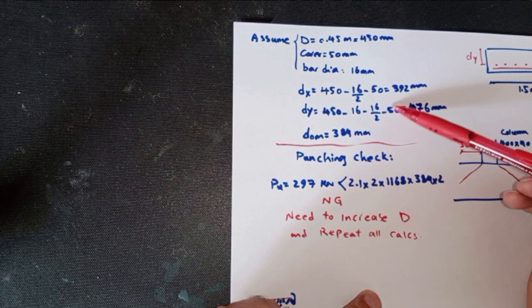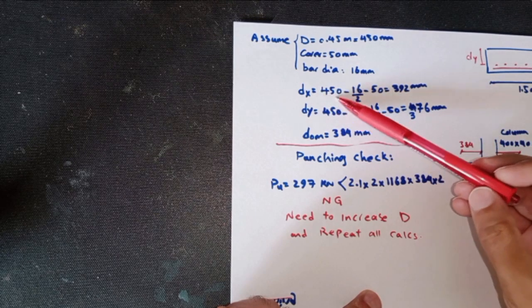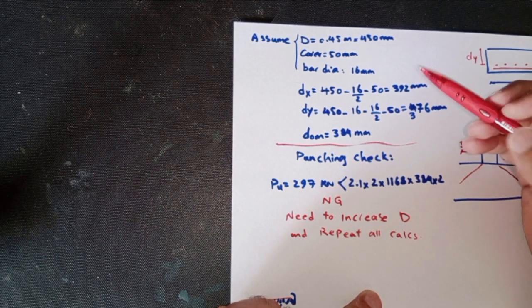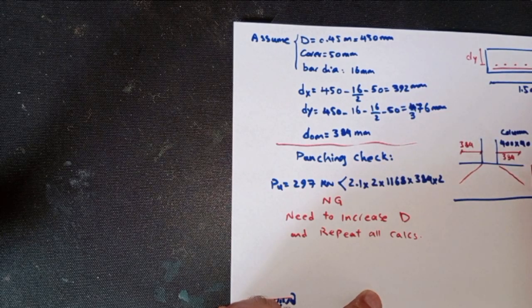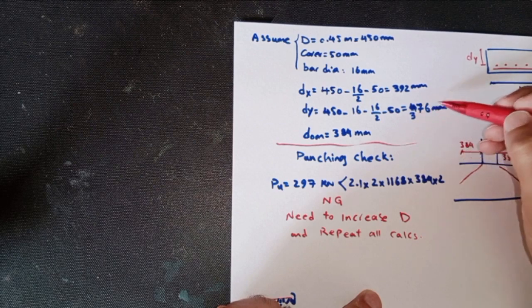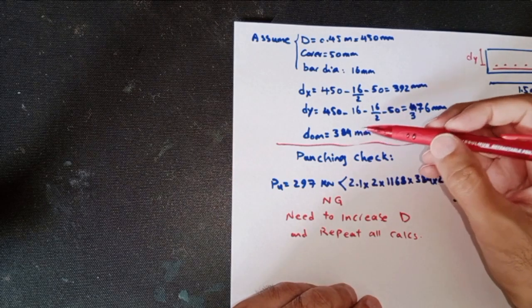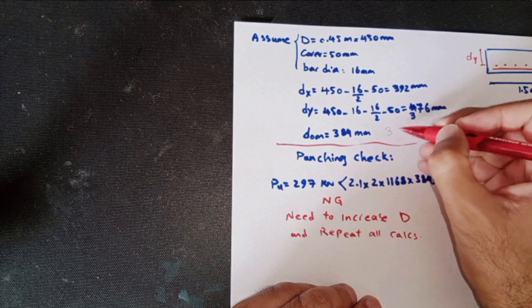So we will have dx 392 mil. So you see that it is 450 minus cover 50 minus half of this diameter, because we're going to calculate from the mid layer of this bar, and it is 392 mil, from the top to the middle of this bar. And also dy, we need another layer of reinforcement. It should be 450 minus cover minus diameter 16 minus half of diameter 8, and it gives 376 mil for the other D. So we will have D average depth for reinforcement, 384 mil for punching shear check.